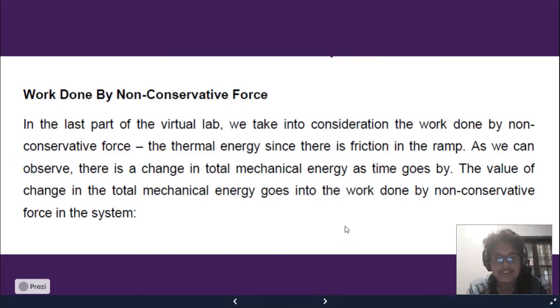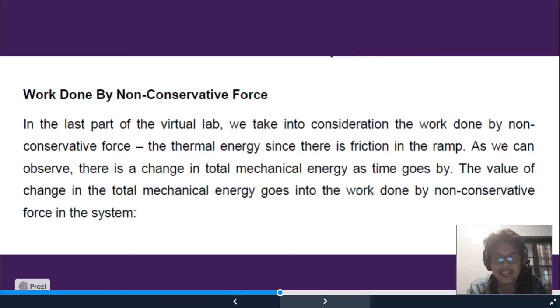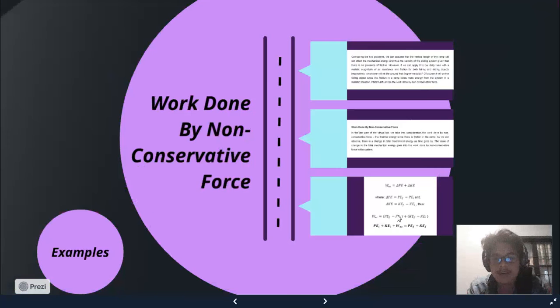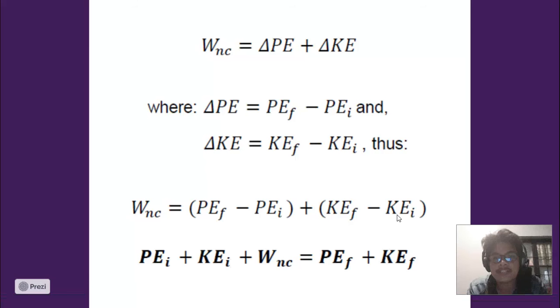Okay? Next one. So, with this one, as you can see, convert ulit tayo. The work done by non-conservative force, or W sub NC, is equal to the change in potential energy plus the change in kinetic energy. Siyempre, pag nabawasan yung potential and kinetic energy, that will be equivalent to the work done by the non-conservative force.